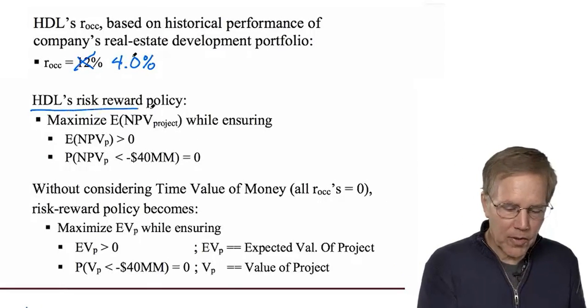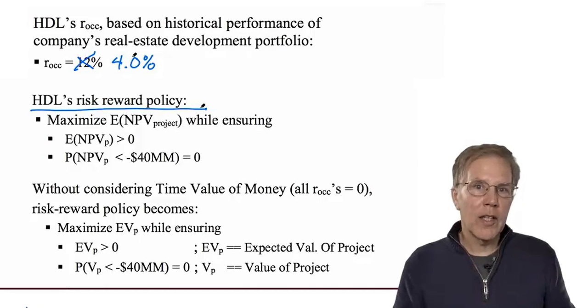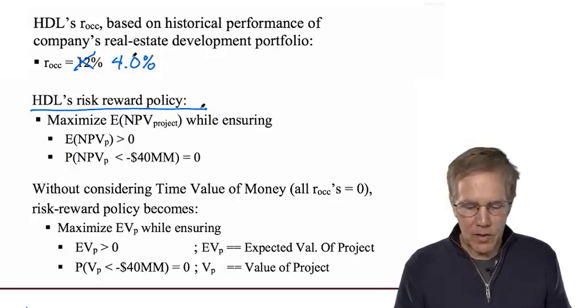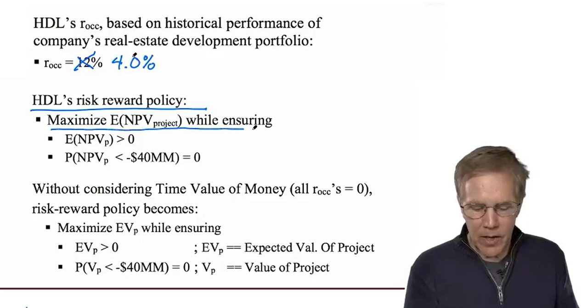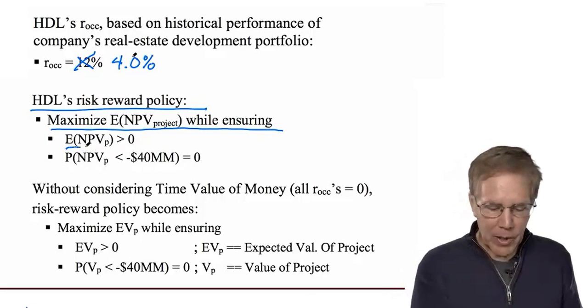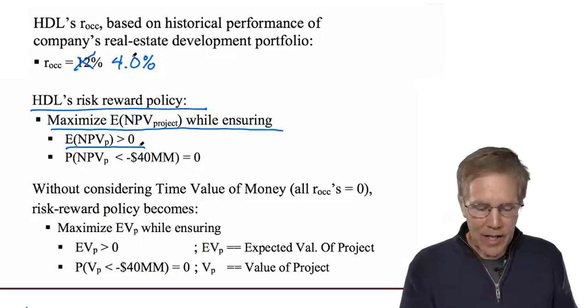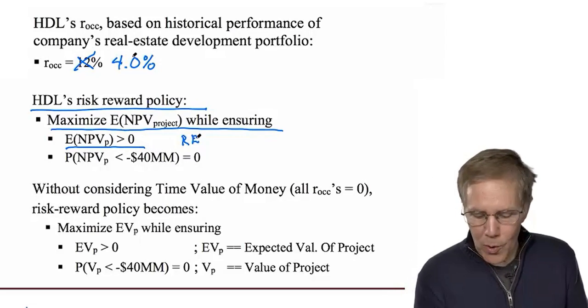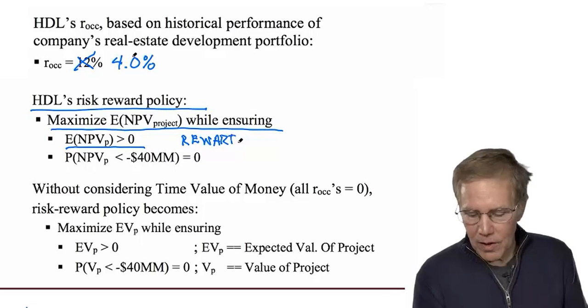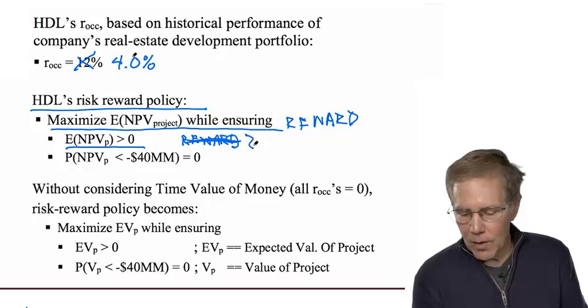Now let's get into a specific risk-reward policy. HDL's risk-reward policy for this project, the First Deal of Year project, is they want to maximize the expected value of the NPV of the project while ensuring that the expected value of the NPV is greater than 0, right? And then here is, we could call this their reward policy. Sorry, that's reward up here. And we could call these two the firm's risk policies.